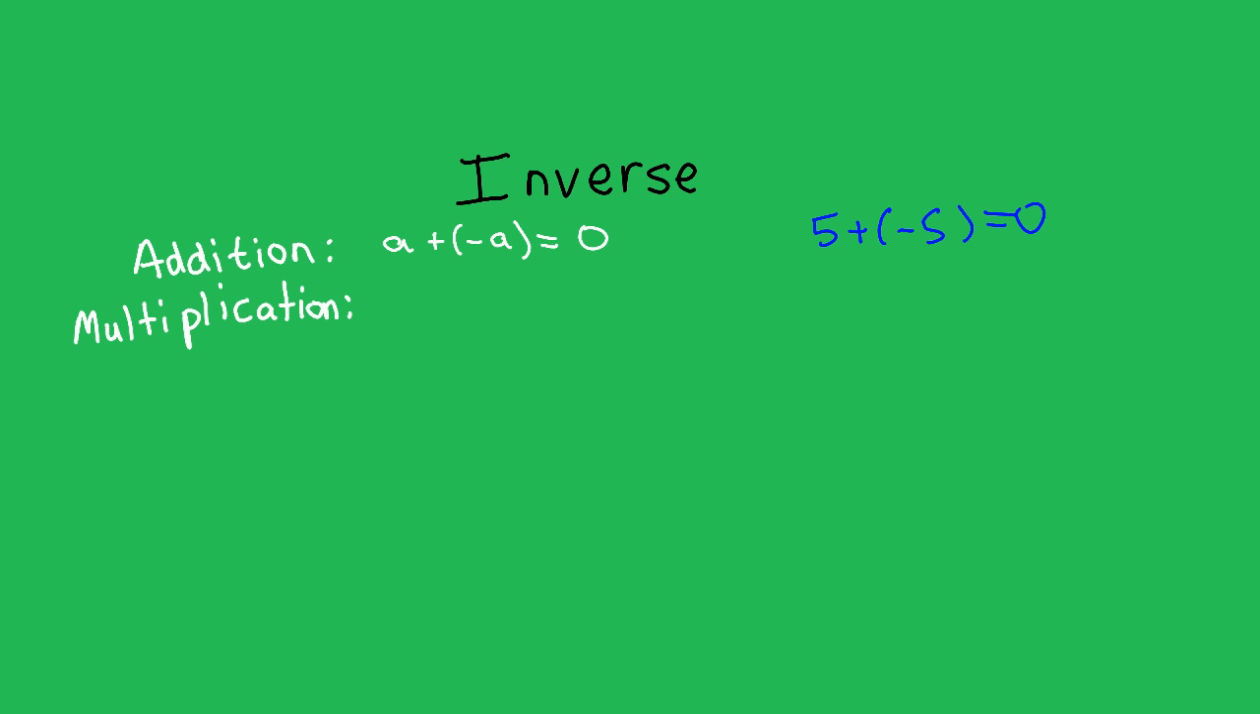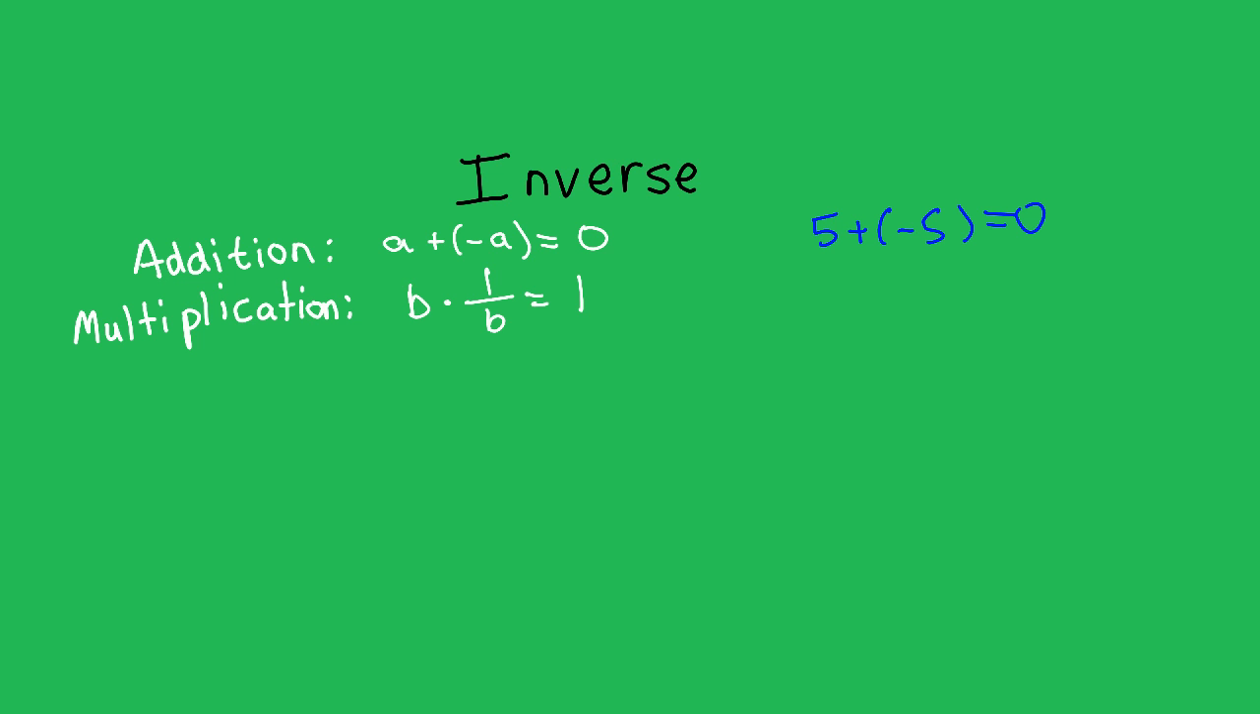For multiplication, the numbers b and 1 over b are multiplicative inverses, or we can call them reciprocals of each other because their product is 1. So b times 1 over b equals 1. Of course, b can't be 0 because any number divided by 0 is undefined. But anyway, what this is telling us is that any number times its reciprocal is equal to 1.